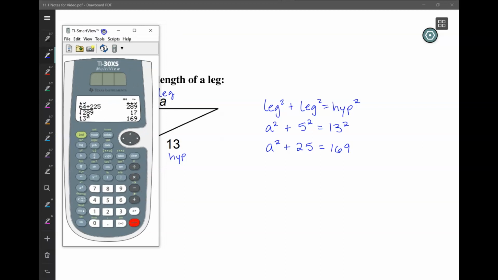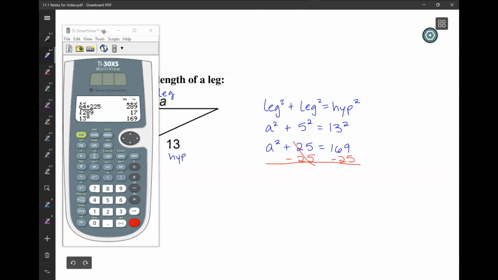If you're trying to solve an equation, you want to undo things in reverse. My goal is to figure out what a is, so I need to get a by itself. First I need to get rid of the plus 25. I need to do the opposite of adding 25, which is subtracting 25 from both sides.